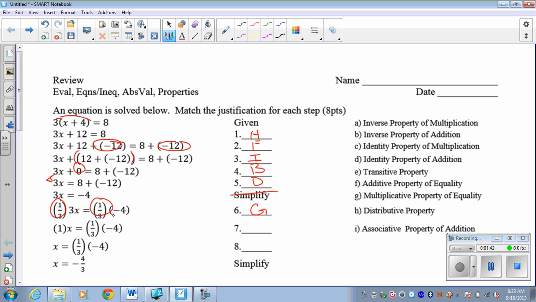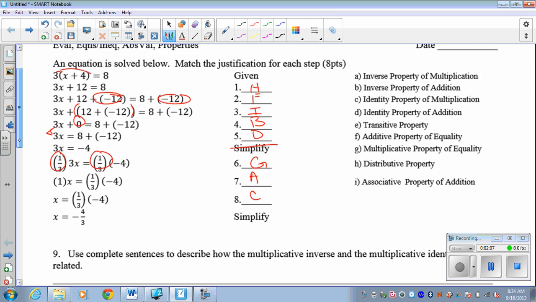Step 7. We 1/3 times 3 ends up giving us 1. 1/3 and 3 are opposite, so that's the inverse property of multiplication. So that's going to be A. And then here, 1 times x is just little x. The x didn't change, so that's the identity multiplication.